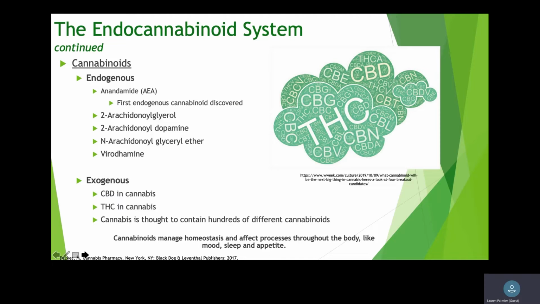So the endocannabinoid system continued. Cannabinoids are the components of cannabis. We also have naturally occurring cannabinoids in our body. Cannabinoids found in external products like cannabis are called exogenous cannabinoids, while those found naturally occurring in the human body are called endogenous cannabinoids. Both endogenous and exogenous cannabinoids exert effects on the body to maintain homeostasis and produce medical benefit by interacting with the CB1 and CB2 receptors. Examples of endogenous and exogenous cannabinoids are listed on the slide.